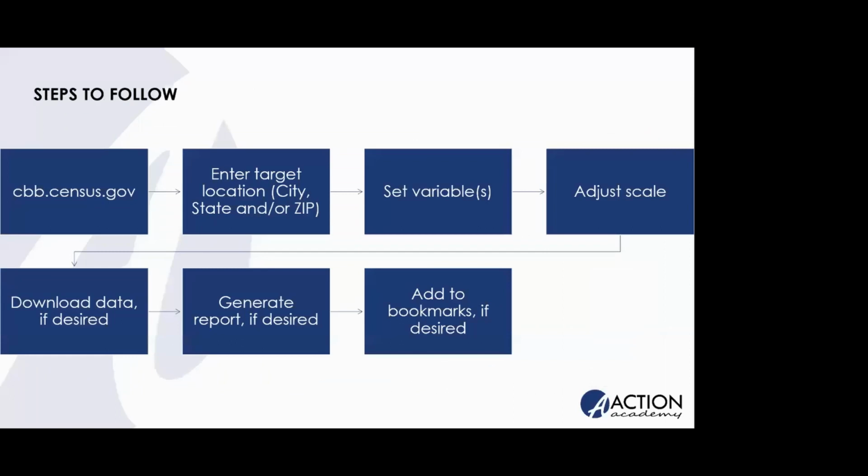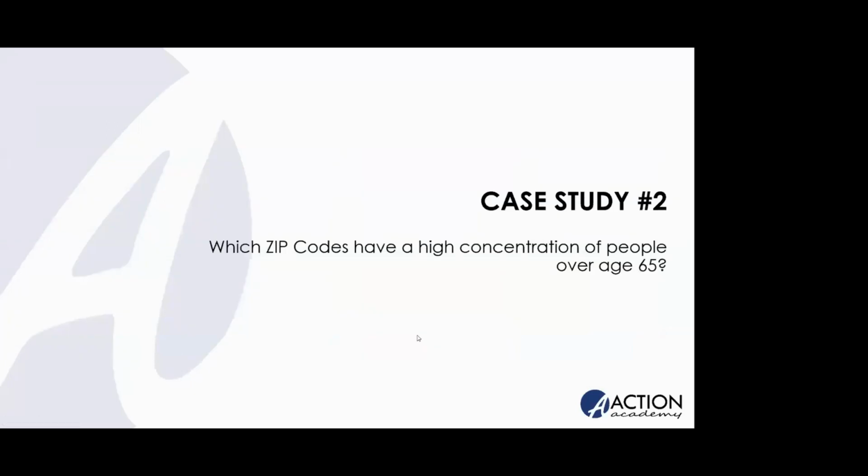So a quick recap of what we did before we move to that second case study. We went to cbb.census.gov. We entered our target location. We set our variables. We adjusted our scale, whether we wanted to look at state, zip code, or otherwise. We do have options to download data and generate those reports. And again, we can add those bookmarks if desired. So that's one level of data. That's a pretty simple application of the platform here.